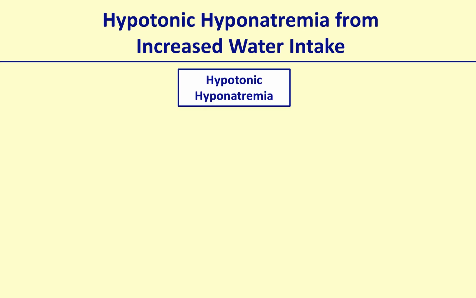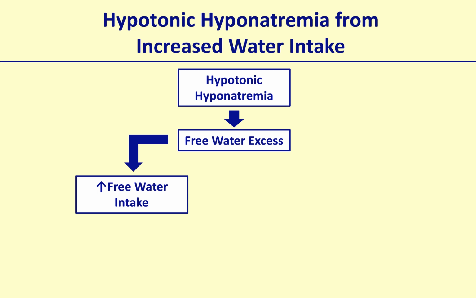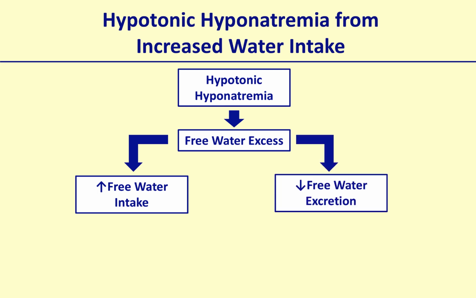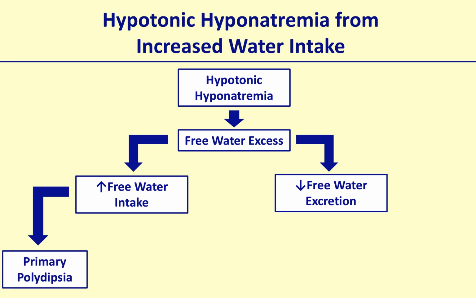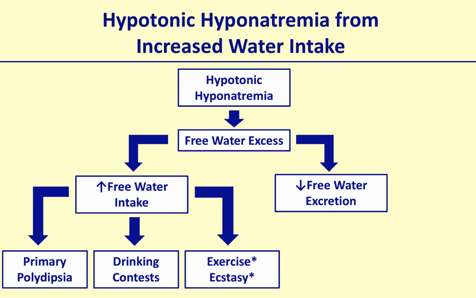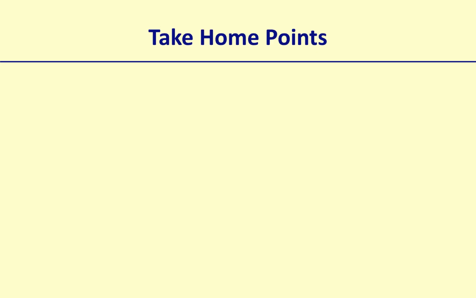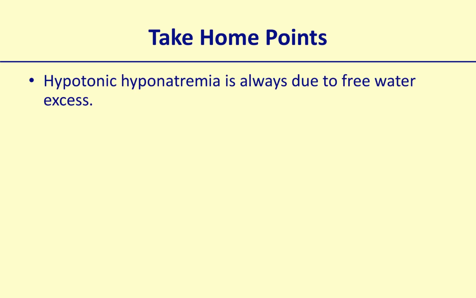So hypotonic hyponatremia again is due to free water excess, which could be due to too much water intake or normal water intake with decreased excretory capacity by the kidneys. Too much water intake can be due to primary polydipsia, drinking contests, but also exercise and ecstasy, and again with the caveat that in these two conditions, exercise hyponatremia and ecstasy-induced hyponatremia, there are other mechanisms causing the hyponatremia, such as increased ADH. So the take-home points are: hypotonic hyponatremia is always due to free water excess.